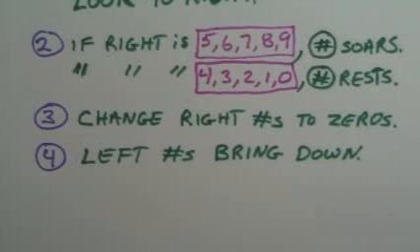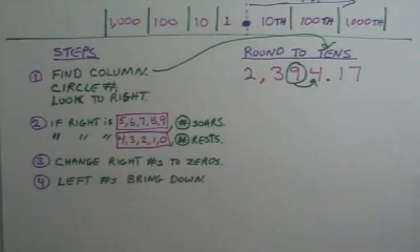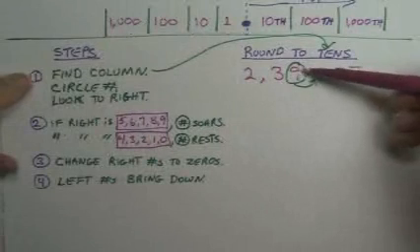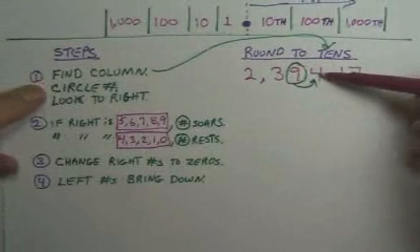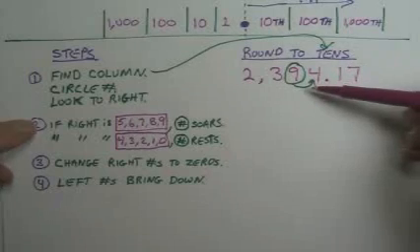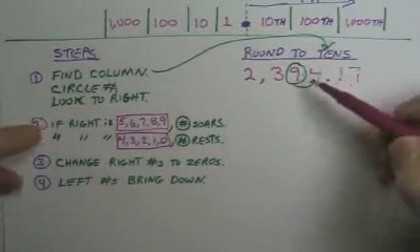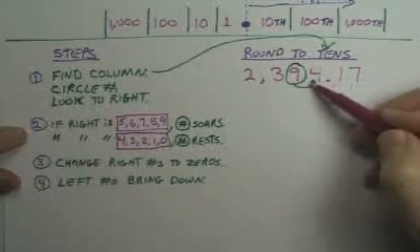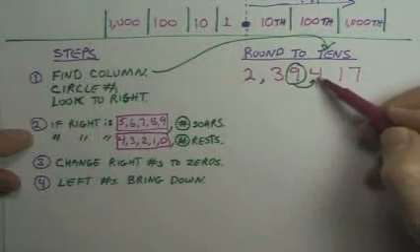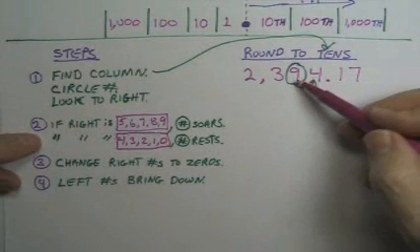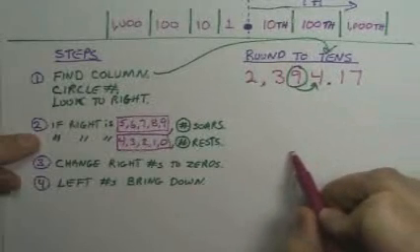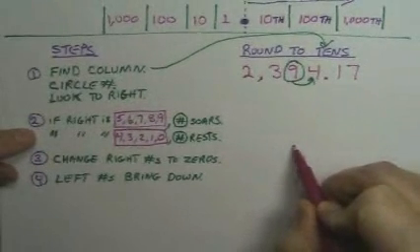Okay, now let's see how all this works out for our problem. Here's our number. We find the column, that's the tens. Circle the number, look to the right. Second step, if the right number is 5 or more, let it soar. Is it 5 or more? No. If it's 4 or less, let it rest. In other words, keep this the same. So I'm just going to bring it down here in between these two steps.